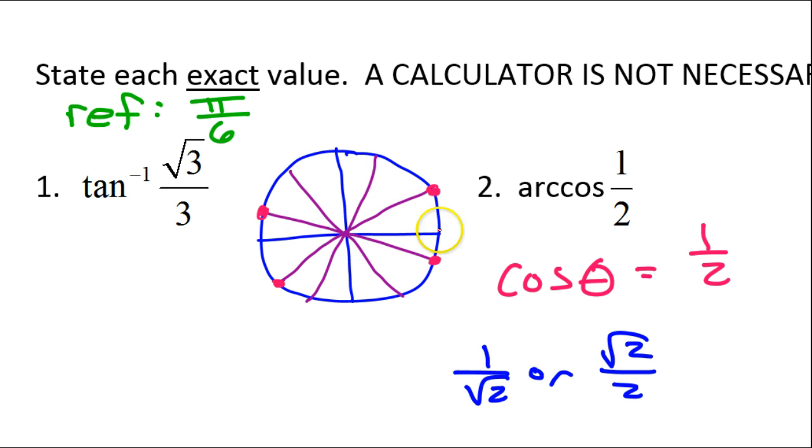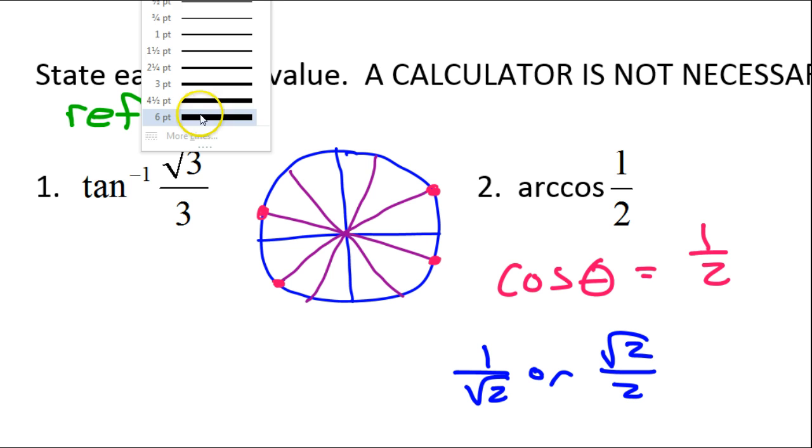Any of these 4 angles that I'm indicating here would give me a tangent of radical 3 over 3, or 1 over radical 3. But 2 of them will be positive radical 3 over 3, and 2 of them will be negative. Notice how this is positive. There's no negative in front. So we need the 2 of these that will give us a positive answer.